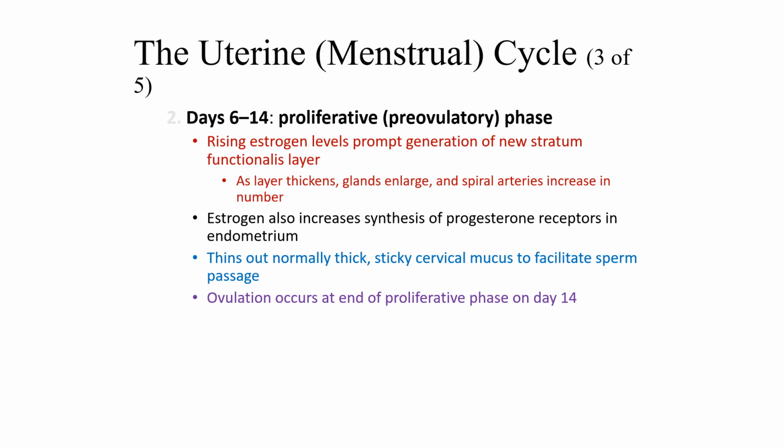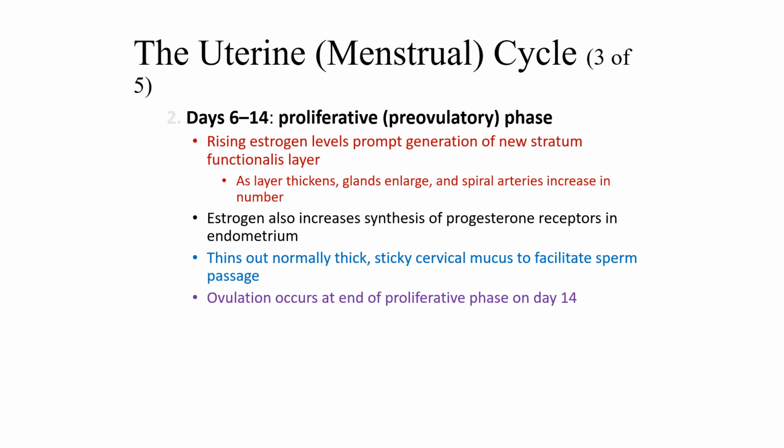So the estrogen levels are going to prompt generation of a new functionalis. It's going to thicken, the glands are going to enlarge, the spiral arteries are coming back. So it's proliferating, it's regenerating. Estrogen increases the synthesis of progesterone receptors in the endometrium. It thins out the thick, sticky cervical mucus. This is to help facilitate sperm.